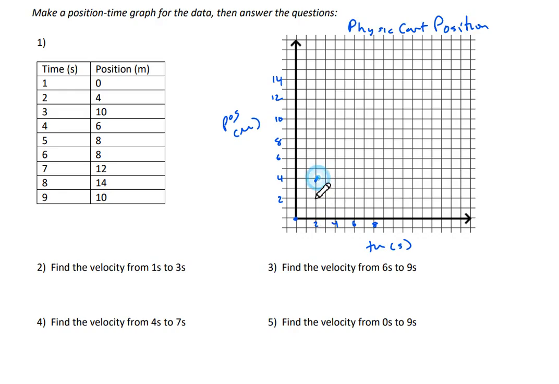Okay, so that fits. And then 2, we're at 4. So then, of course, you should connect with a ruler. And then 3, we are at 10. So 3 is right here in between these. So 3, we're at 10. Okay, and then at time 4, we're at 6.